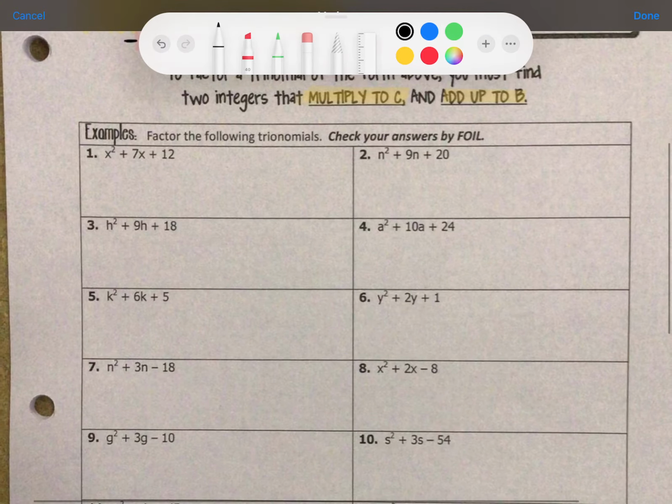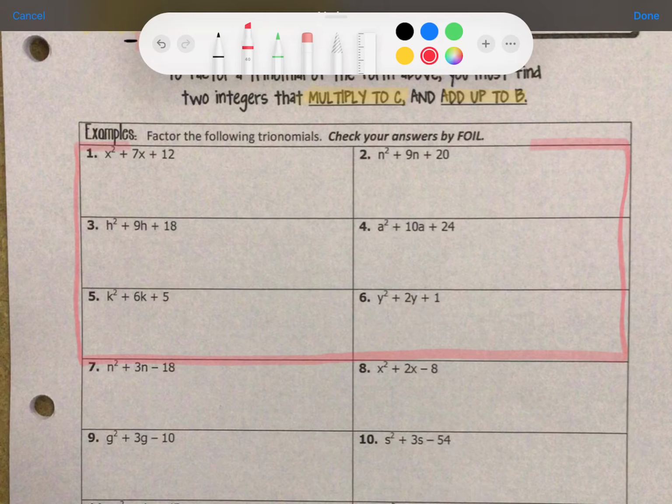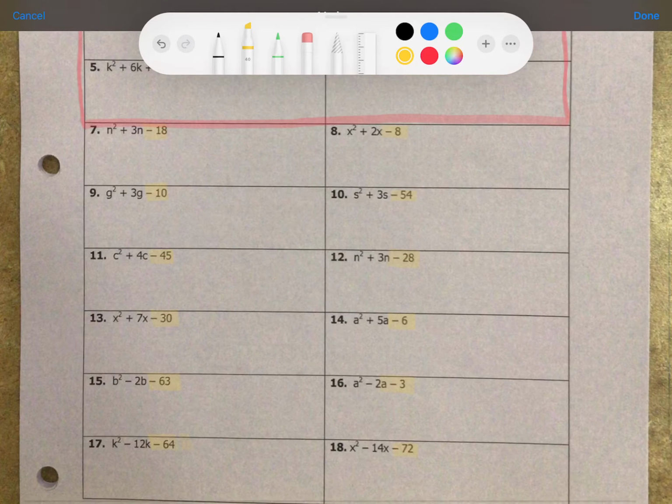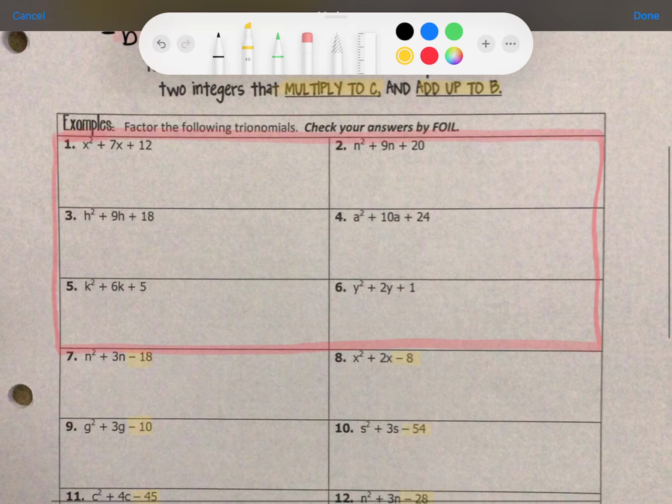So these first few problems, if you take a look, they're all plus plus, all the way from 1, 2, 3, 4, 5, 6. These are all plus pluses, so we're going to start off very basic. Then we get into the ones where my c values are negative, and these are going to cause my answer to be a positive and a negative. All of my c values here are negative. And then we'll look at the back side and see what happens over there.